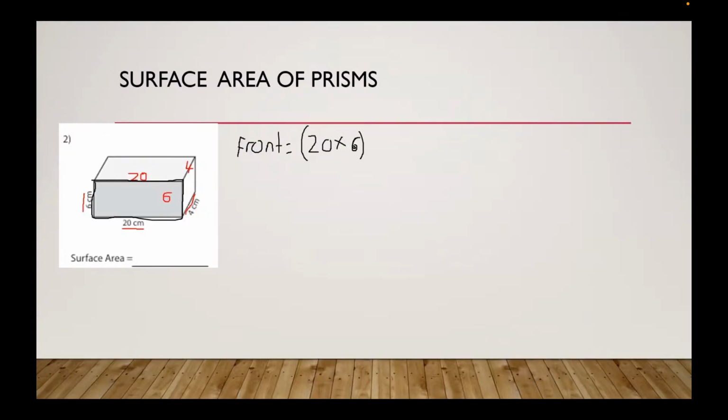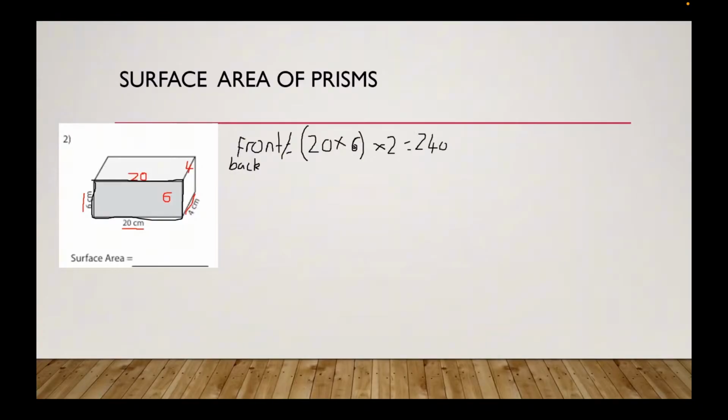We know that the area of the front and the area of the back is the exact same thing, so I'm going to times this by 2. I'm going to write here area of front/back, because the area of the front of the rectangle and the area of the back of the rectangle is the same thing. So 20 times 6 on the calculator is 120, and we just multiply it by 2 because both the sides are the same.